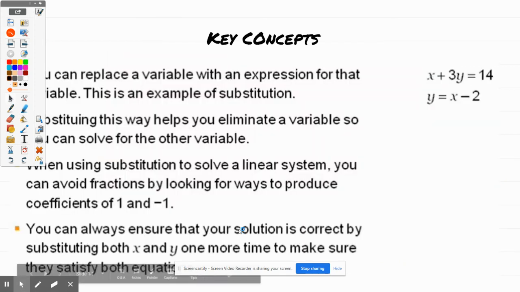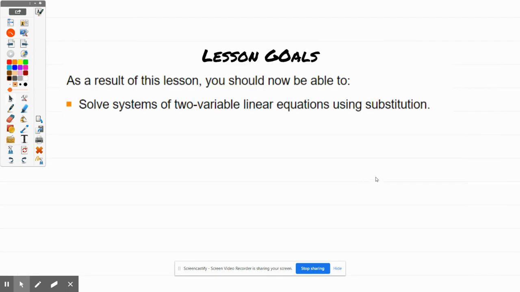Okay, so here's the summary of all the things that you want to make sure is in your notes. There's some key concepts and the steps to solving, and just a reminder what we did. We solved by substitution.